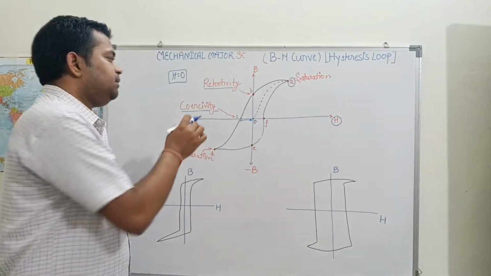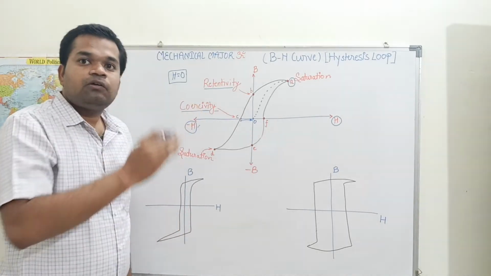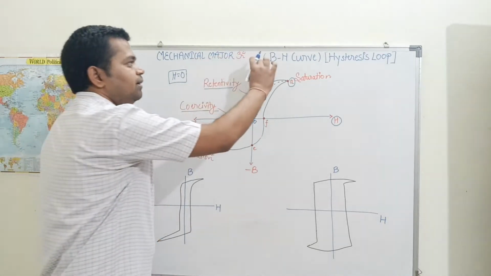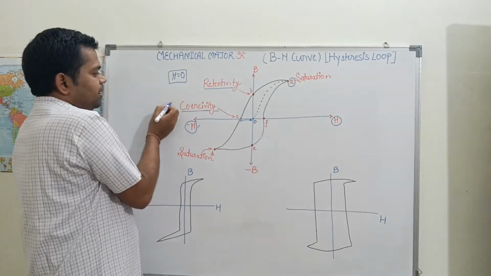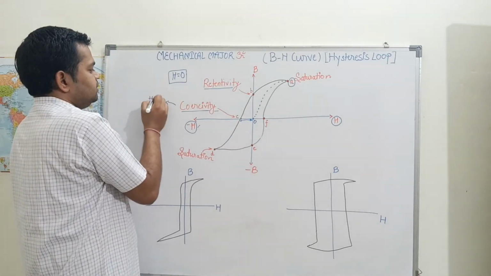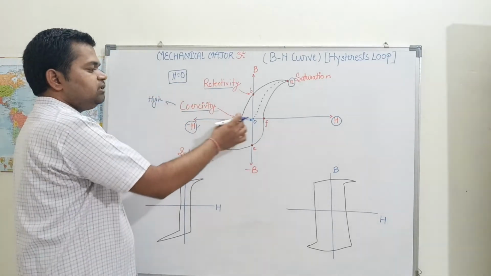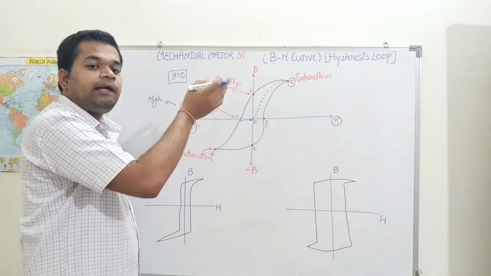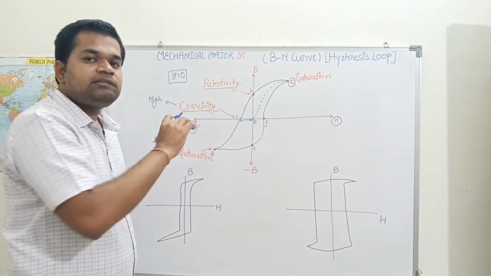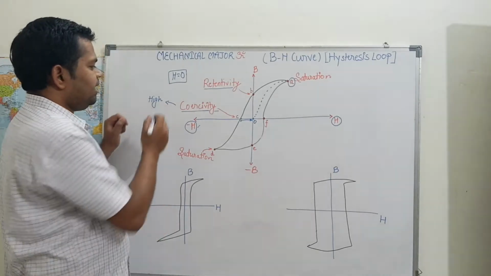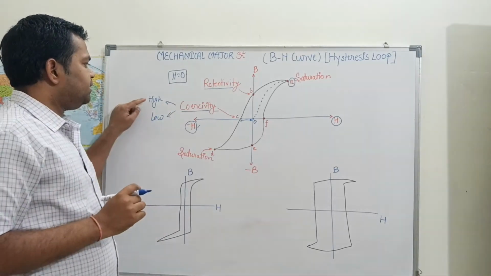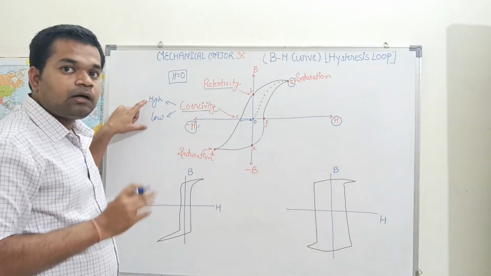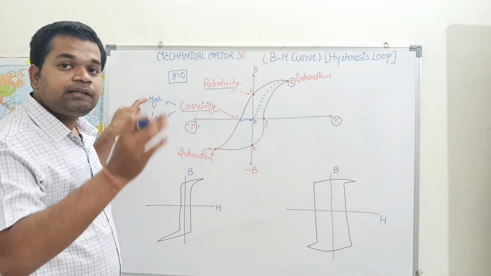How? Coercivity is that amount of energy required to reduce the magnetic flux density to 0, and if the coercivity of a material is high, the energy required is very high, so it is a good material. The coercivity may be high or it may be low. So for a soft material it is low, and for a hard material it is high.